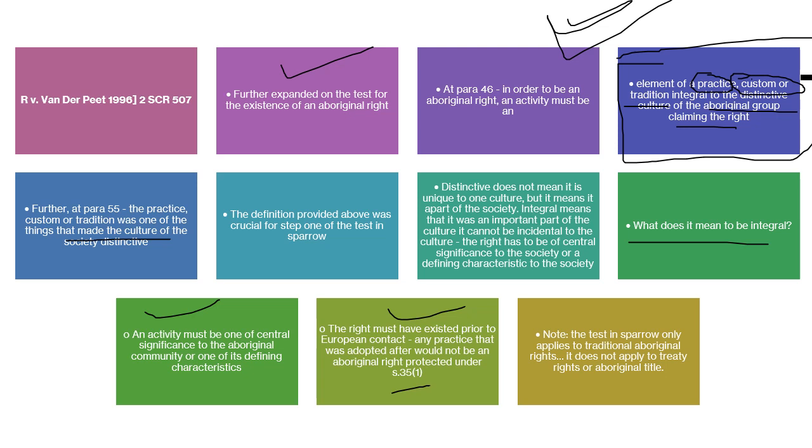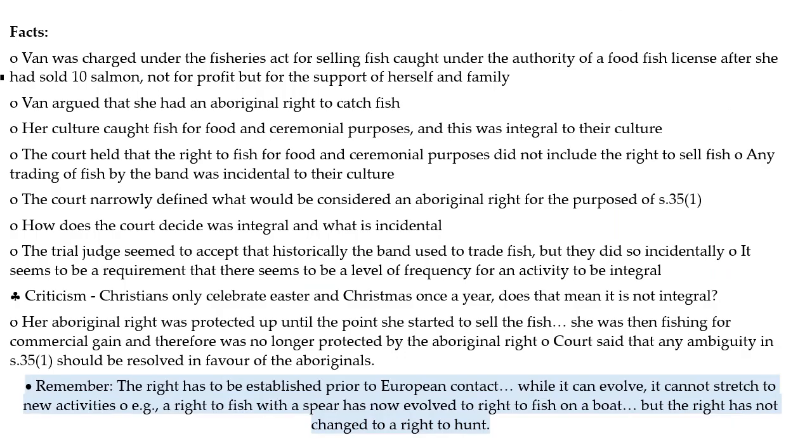The test in Sparrow only applied to traditional aboriginal rights. It did not apply to treaty rights or to aboriginal title. But in R versus Van der Peet, the meaning of aboriginal right, and what other things can come under this definition, was brought before the court. So what were the facts of this case?